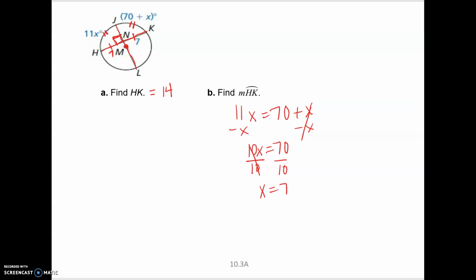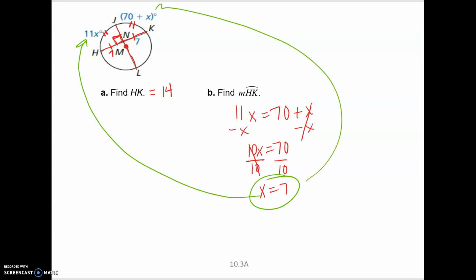Okay, and I'm almost done. So what I'm going to do next is take that 7 and plug it in. Those, remember, should be the same. So this gets me 77, and this gets me 77. So the whole arc from H to K is 77 plus 77. So the measure of arc HK is 154 degrees.